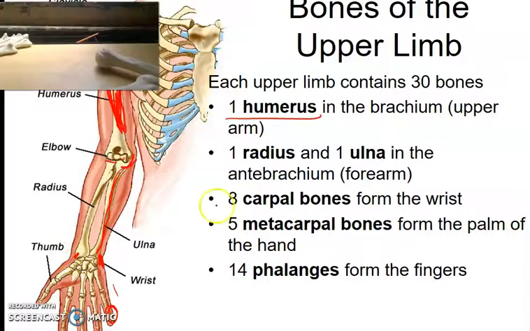There are 8 carpal bones. It is in my contract to ask you about them by name.